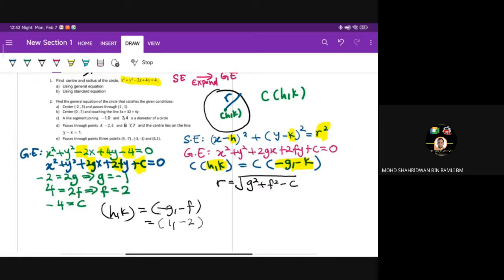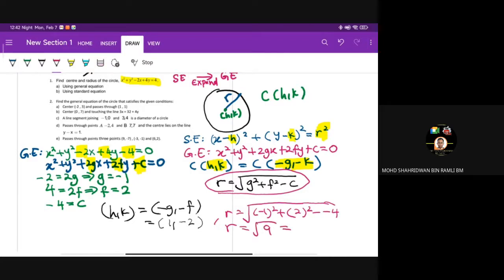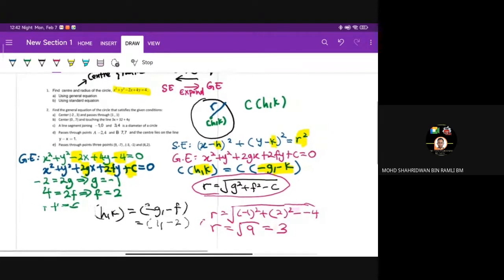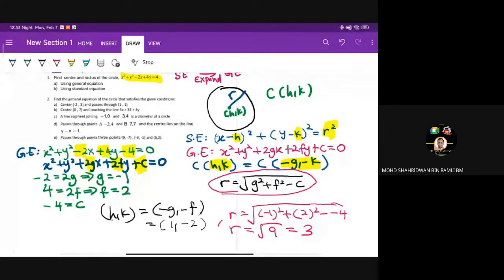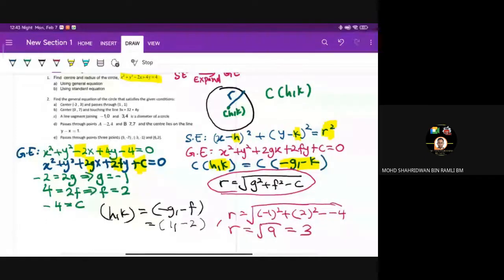How about the radius? We use this formula: r equals the square root of g, which is negative 1, squared, plus f, which is 2, squared, minus c, which is negative 4. Here r equals the square root of 9, which is equal to 3. So the radius is equal to 3. Simple, right? So you need to know how to compare, and how to identify or find your radius and center.